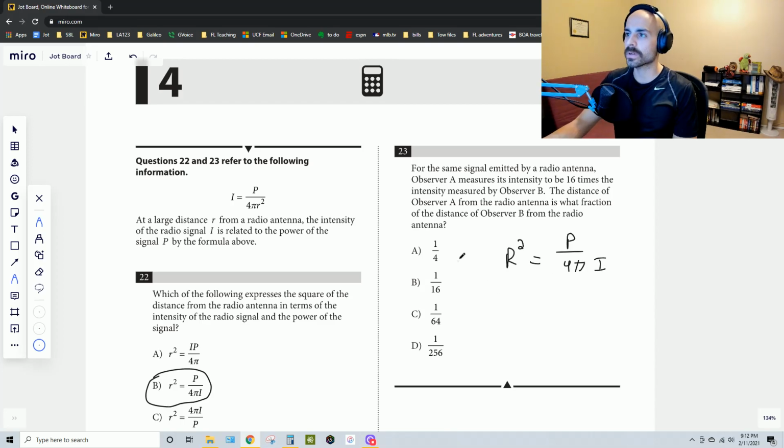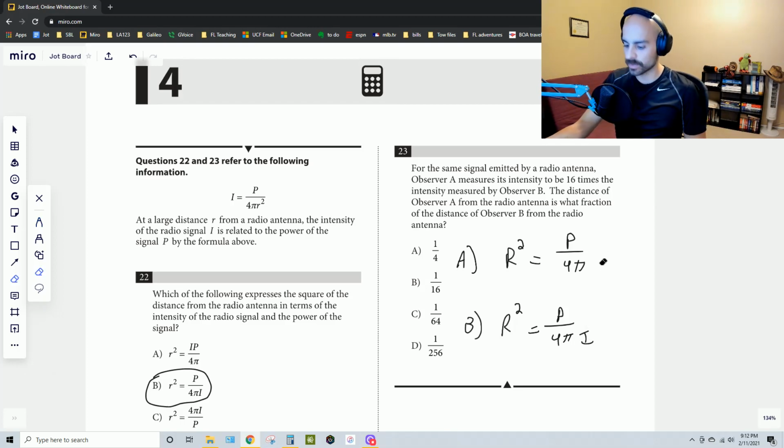And then we're going to call this observer A, and then observer B, we'll see r squared equals that same equation, 4 pi I. And now what I want to do is replace A with what we see that we're comparing it to B. They're saying that A is 16 times the intensity of observer B. So we can put 16 here where this would just be 1.